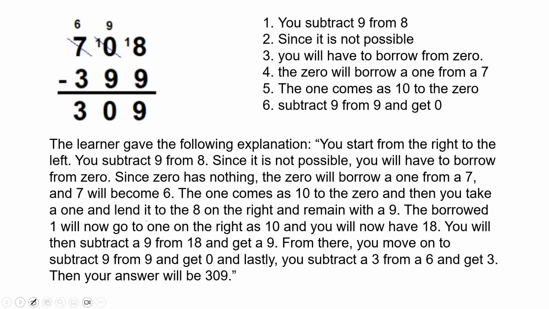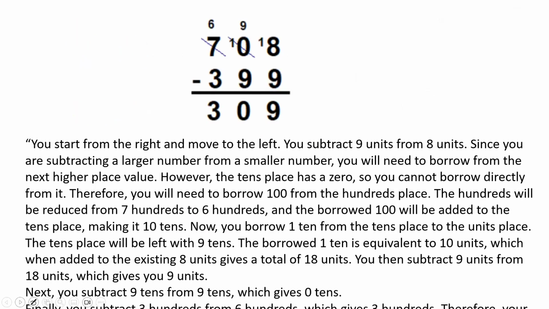Okay. And this makes you understand this particular concept of what we normally do. So how do you normally have to say this particular concept, right? You start from the right and then move to the left. You subtract 9 units from 8 units. Can you see? Since you are subtracting a larger number from a smaller number, you will need to borrow from the next higher place value. Okay? And this is the reason why I want to make the number subtractable. But I don't have to tell the learners that no, it is impossible. Okay? So they take this as a procedure that is normally done.